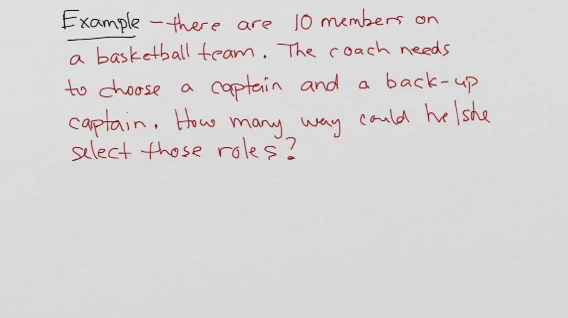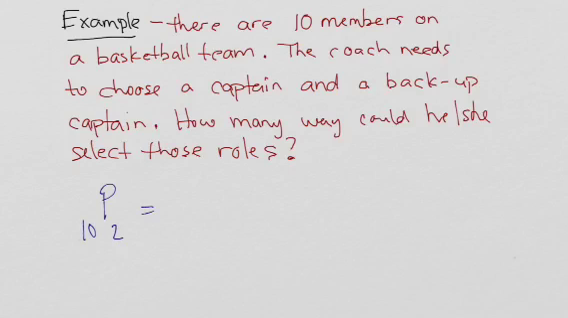Let's try one more. There are 10 members on a basketball team. The coach needs to choose a captain and a backup captain, just in case the captain is sick or something like that. It's usually called a co-captain. How many ways can he or she select these roles? The coach, whether it's a girl or a boy, has the same job. You pick a captain, and then a backup. Those roles are different. It's not the same to be the captain as it is to be the backup. Because the order matters, we are going to use a permutation. There are 10 people involved, and we are selecting just 2 out of those 10 people.